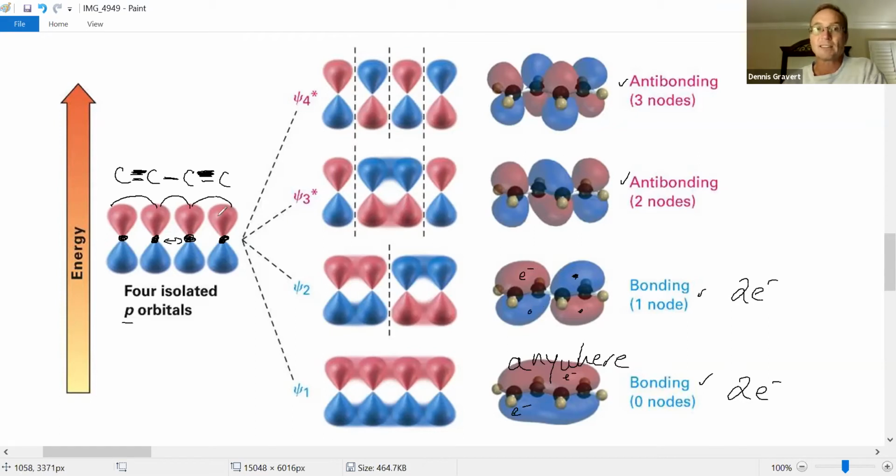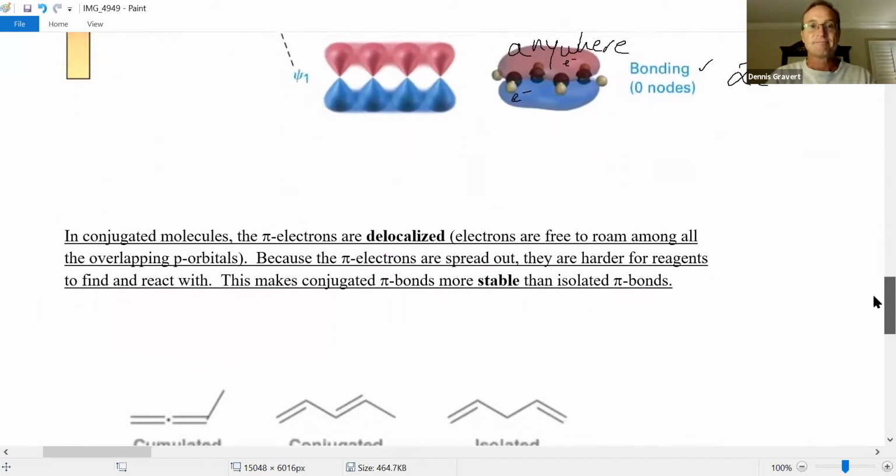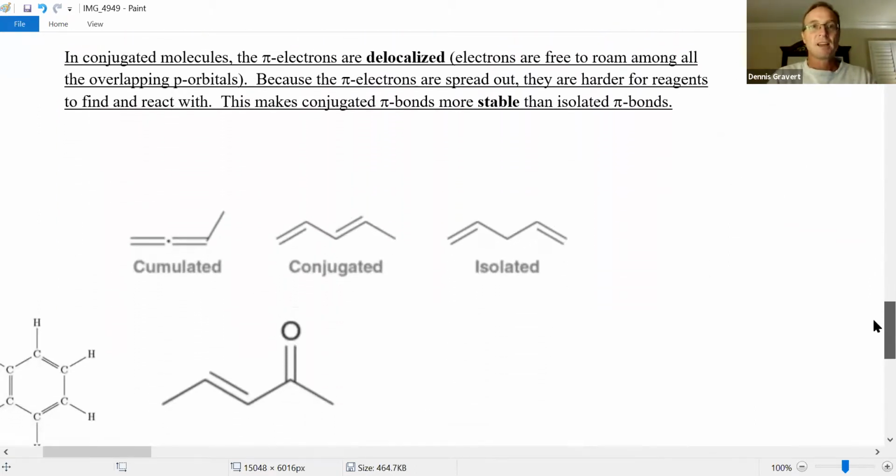They're not localized like a regular pi bond would be, where in a non-conjugated alkene, those 2 electrons are forced to be above and below these 2 carbons. But if it's conjugated, 2 electrons can be anywhere among the 4 carbons. Delocalized, much more stable. Yep, that's the bottom line. It's free to roam. Because pi electrons are spread out, they're harder for reagents to find to react with. That makes them more stable than isolated.